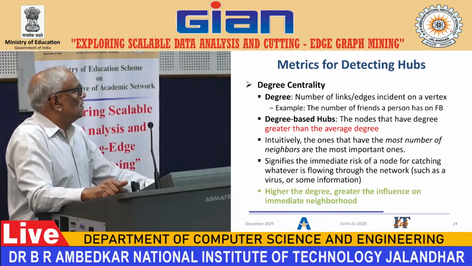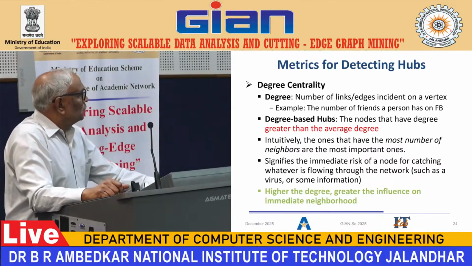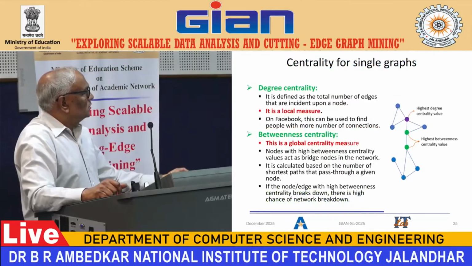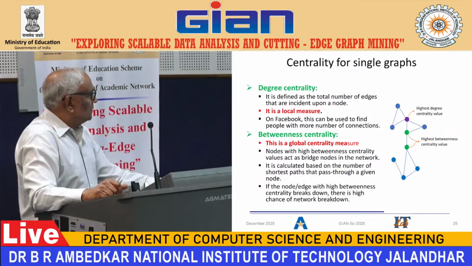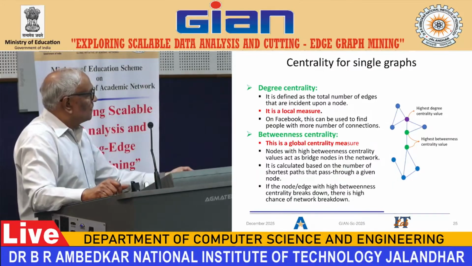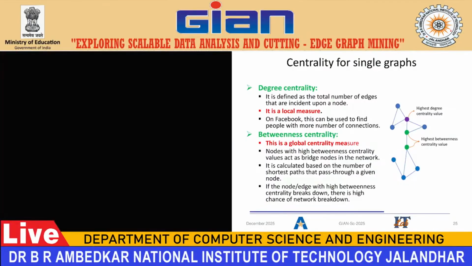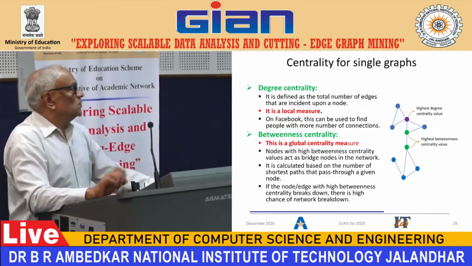So here is an example. You can see in this graph there are a lot of nodes, and you can easily see the degree of the nodes. This node has degree 2, this node has degree 2, this node has degree 2, but this one has degree 4. Similarly, this one has degree 3, so on and so forth. So in this graph, this is a hub, a high degree centrality node, because of the number of connections to the rest of the nodes. So it's easy to understand.